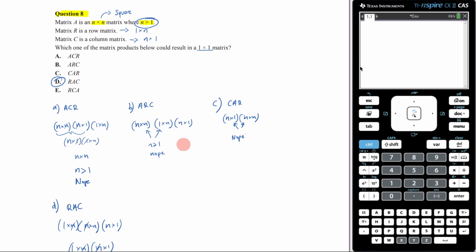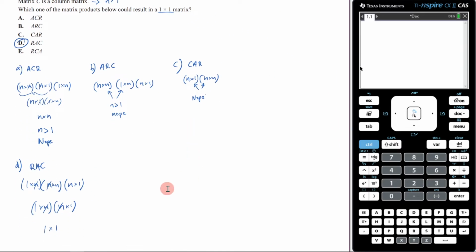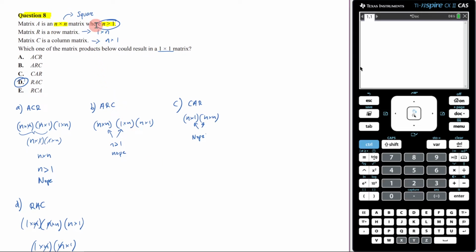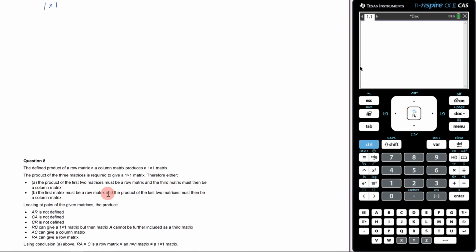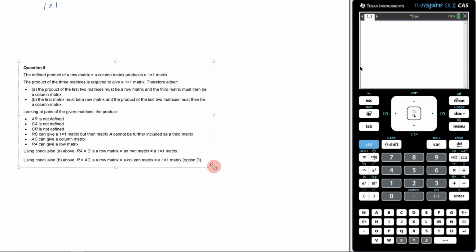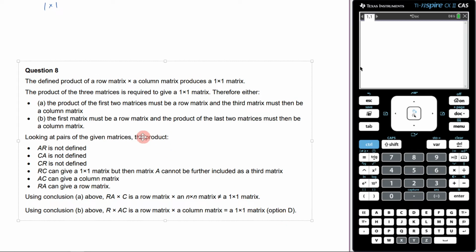D. Hopefully that has made sense of how we have approached this, a bit of trial and error, and really understanding what they've given us at the beginning. So really a thinking question here. If you look at the examiner's report here, let's see how they said we should do it. The defined product of a row matrix times a column matrix produces a 1 by 1 matrix. The product of the 3 matrices is required to give a 1 by 1 matrix. Therefore, either, they give you a whole bunch of these, looking at the pairs of matrices.